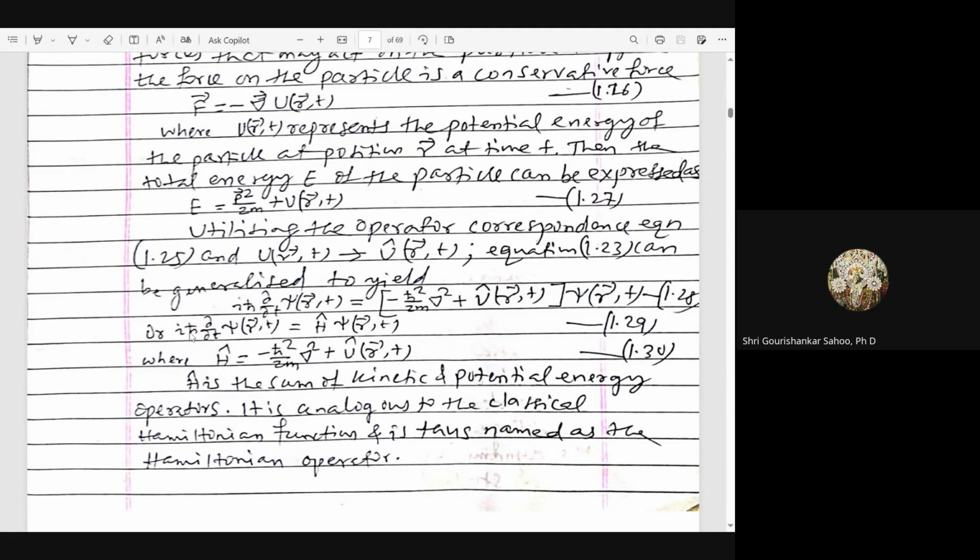So i h cross del by del t can be written as E cap, and minus h cross square by twice m del square plus U cap can be written as H cap, the Hamiltonian operator. So you can write E cap psi is equal to H cap psi, where H cap is equal to minus h cross square by twice m del square plus U cap, that is the Hamiltonian operator.